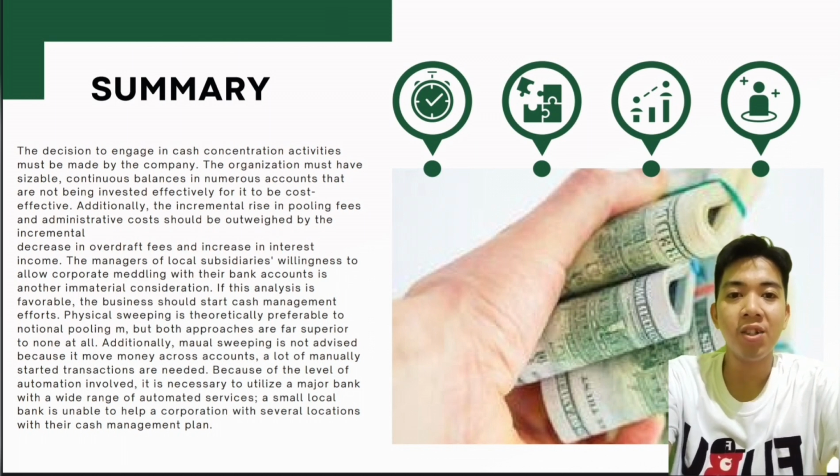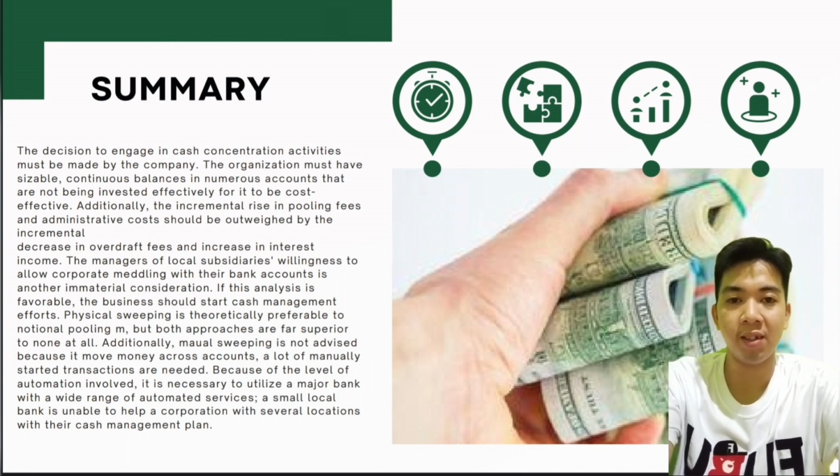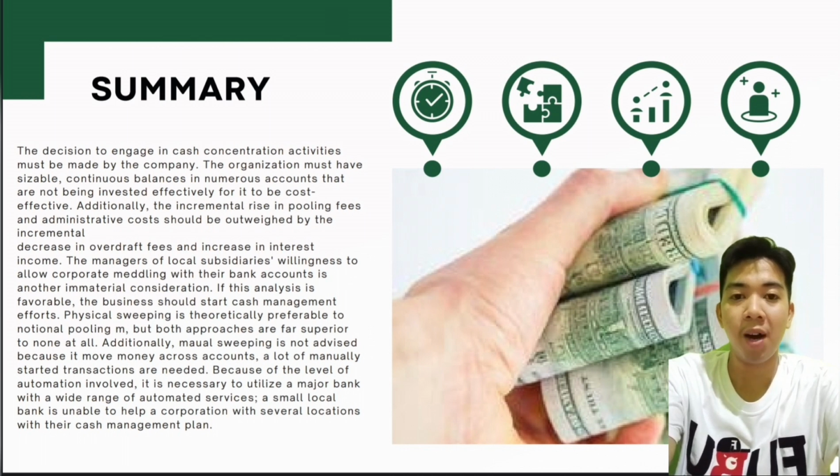The willingness of local subsidiaries' managers to allow corporate meddling with their bank accounts is another important consideration. If this analysis is favorable, the business should start cash management efforts. Physical sweeping is theoretically preferable to notional pooling, but both approaches are far superior to none at all. Additionally, manual sweeping is not advised because it moves money across accounts and a lot of manually started transactions are needed.